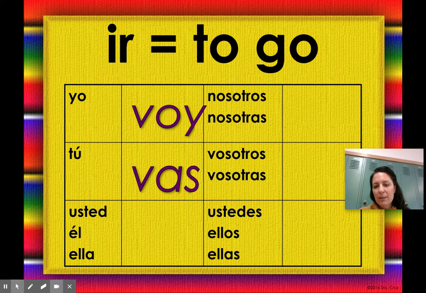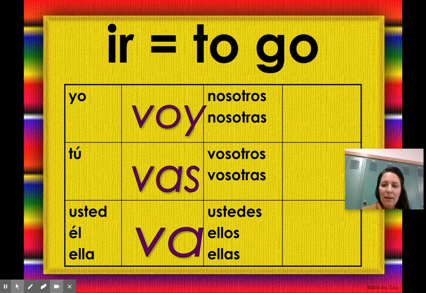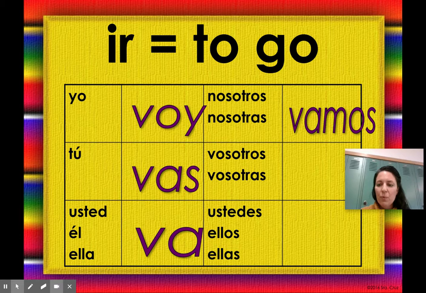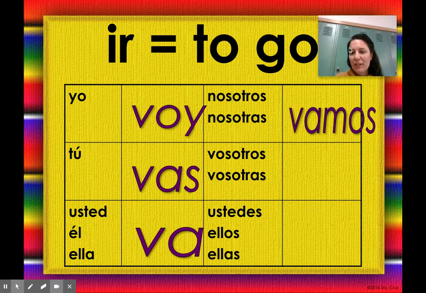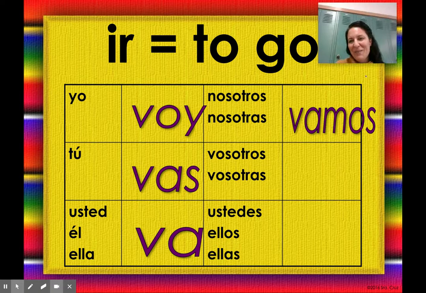Tú vas, you go or you are going or you do go. Usted or él or ella va, he or she goes or is going to the bank. Nosotros vamos, we go or we are going. Al banco, perdón, I keep saying the bank, but it's just we go, not to the bank. And we could say al banco at the end.